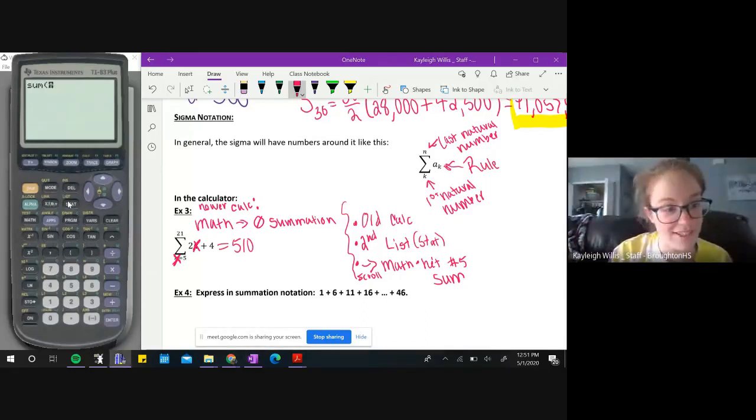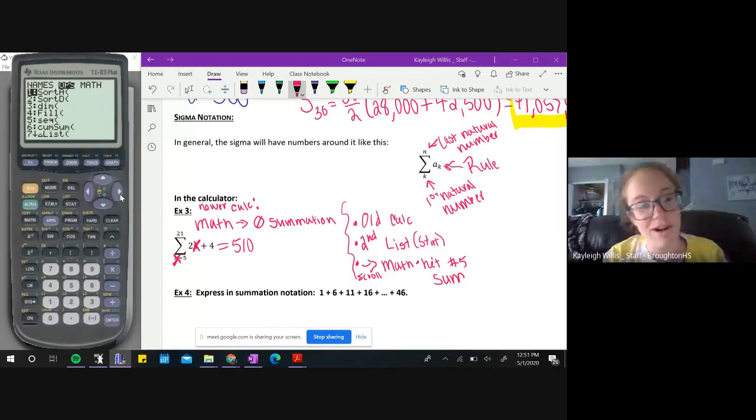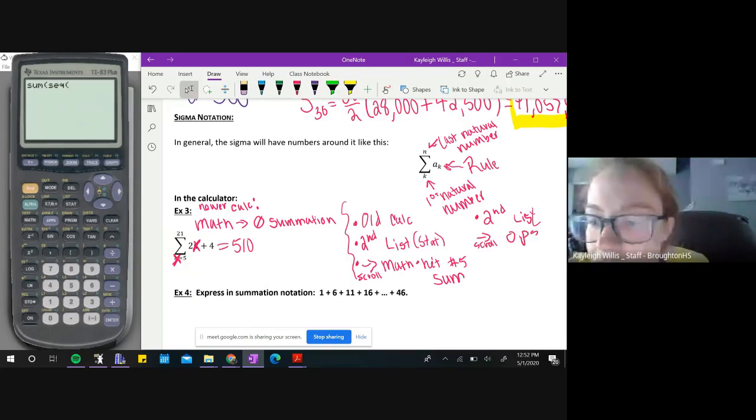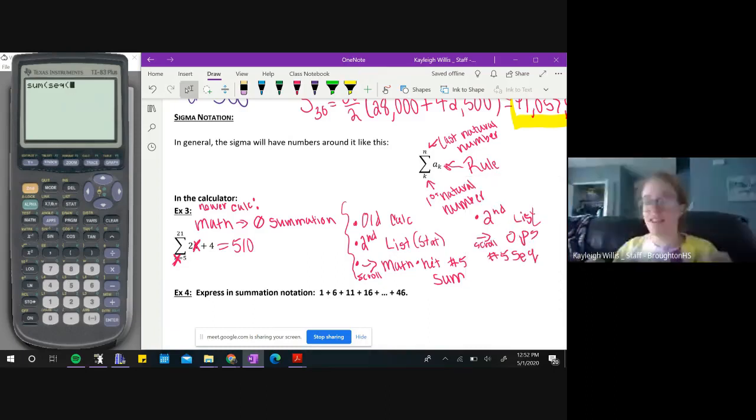So we go back to second stat. This time we go to ops and we got to hit sequence number 5. Okay. So then we have to go back to second list. And then we scroll over to ops and hit number 5 again, which is sequence. And then we have to type in everything.